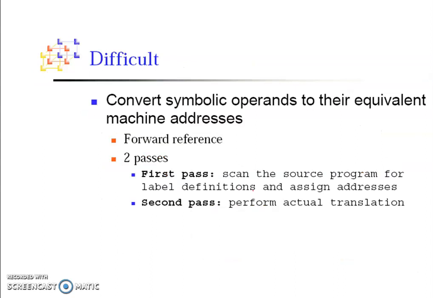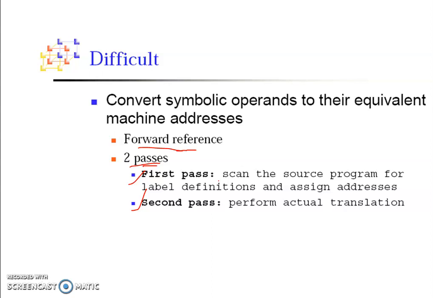Converting symbolic operands to their equivalent machine address, it comes across two things, that is forward references and two passes. These two concepts you need to know. Forward references we can explain in the program, and two passes means it will have two passes, pass 1 and pass 2. In pass 1, it scans the source program for label definitions and assigns addresses, and in pass 2 it performs the actual translation.